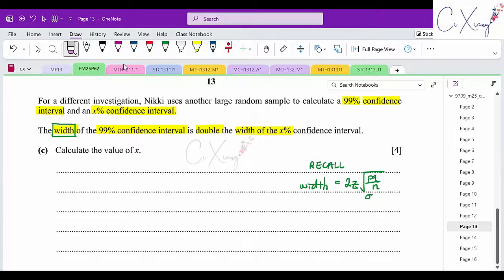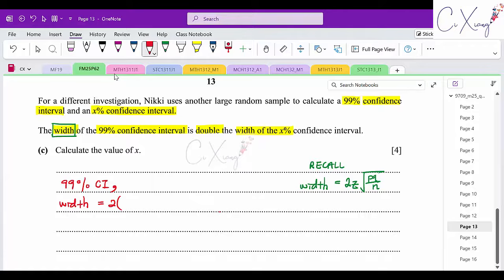All right, okay? So now, if I have a 99% confidence interval, I can try to calculate the width, right? But of course, I don't know what the sample size is because here they didn't say anything about the sample size. But never mind, okay? So we try slowly and put in everything that I know first. Let's have a look at the 99% confidence interval. What is the width? So it will be 2 times Z. I need to know what the Z is, right?